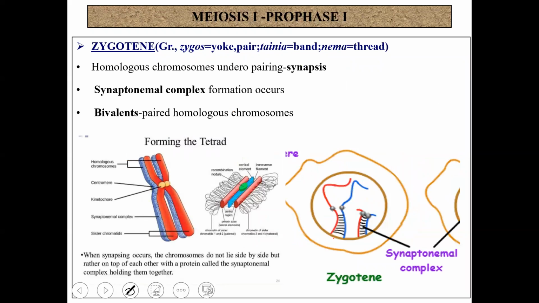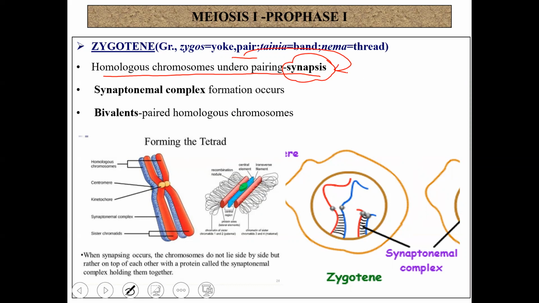Now the process will continue with the next substage, called zygotene. The word zygos means yolk, or pair. Tinea means band, nema means thread. So here the major event taking place is the pairing between the homologous chromosomes. Homologous chromosomes are chromosomes of the same type, one paternal and one maternal. Between the two homologous chromosomes the pairing will occur, and that process of pairing is called synapsis.